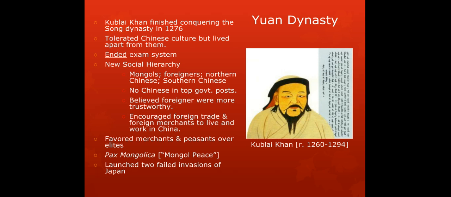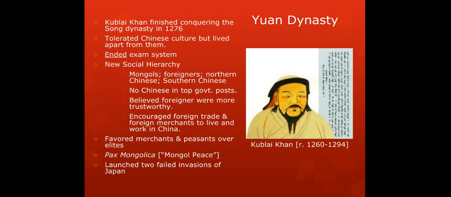He ends the examination system and creates a new social hierarchy where Mongols are on top, and then all other foreigners, Northern Chinese because they were defeated sooner, and then the Southern Chinese because they were defeated last. That would be the Song. There are no Chinese in top government posts, and the Mongols believed that foreigners were more trustworthy.